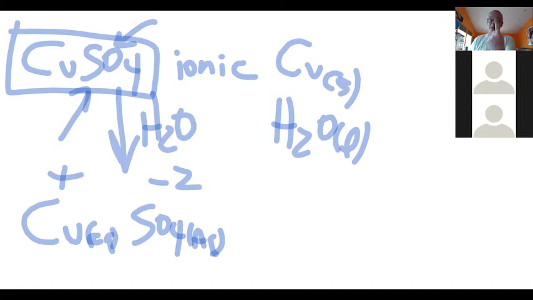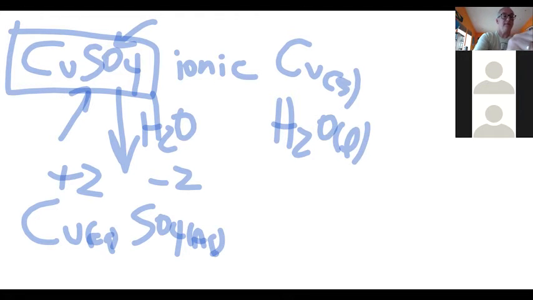So if there's one sulfate ion that's -2, it's always -2, and there's only one copper ion, we automatically know that that can't be copper 1. It has to be copper 2. So the charge on copper is +2. So far, we have this part of the reaction.